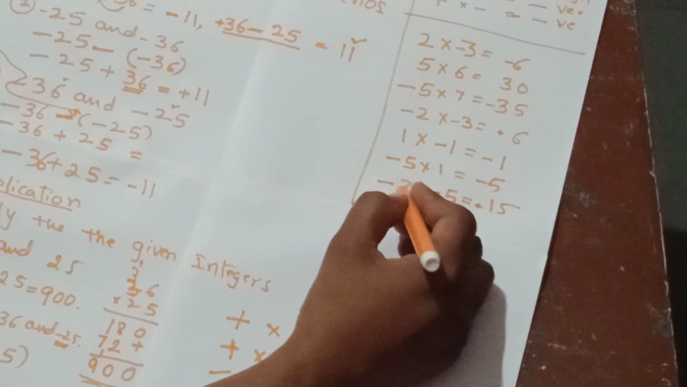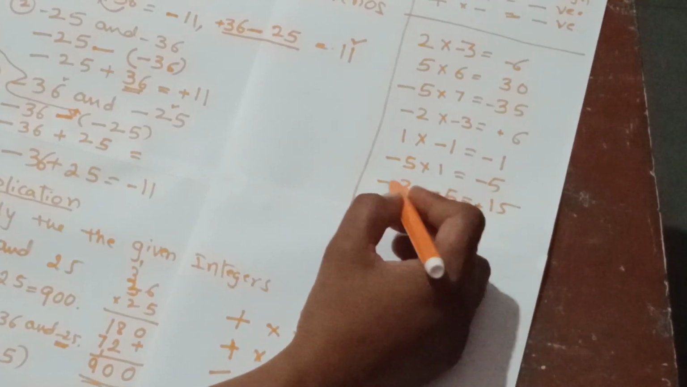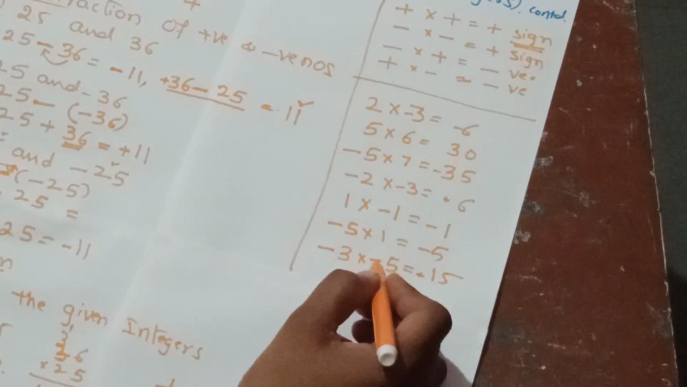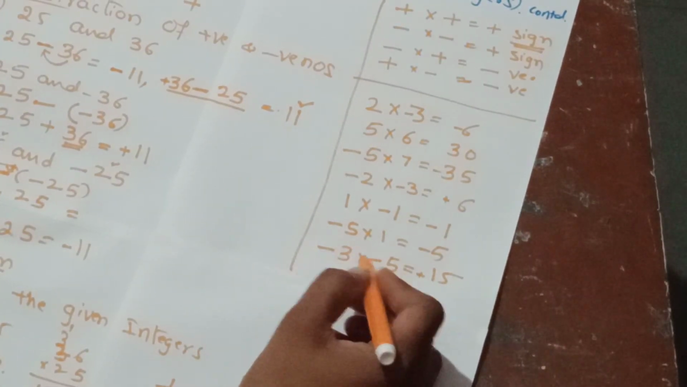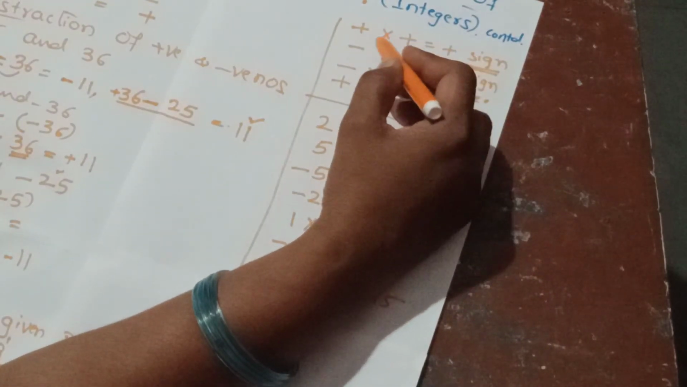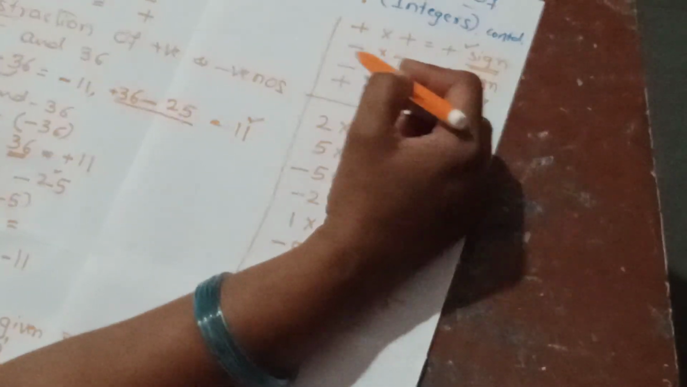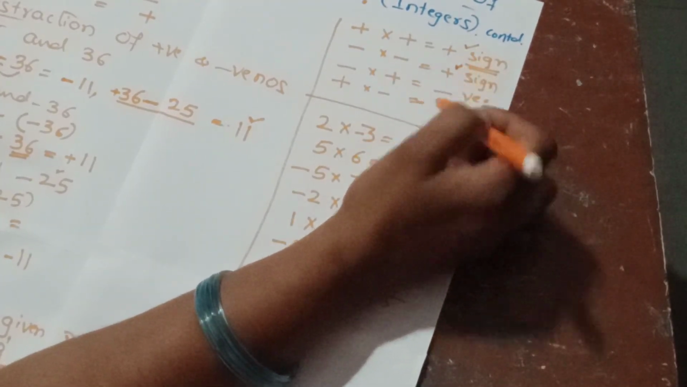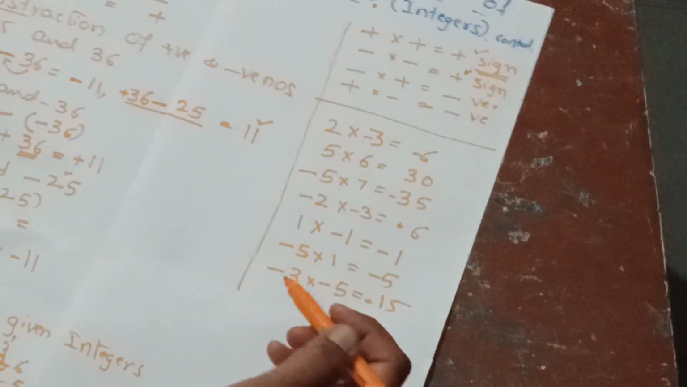Just go on multiplying the numbers, then go on multiplying the signs. The sign concept of this one you will get clear if you write: plus into plus is plus sign, minus into minus is plus sign with respect to the multiplication answer. Very simple. Thank you.